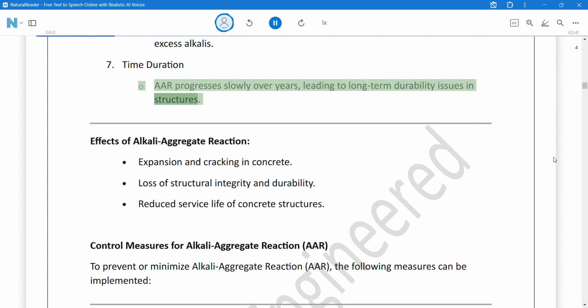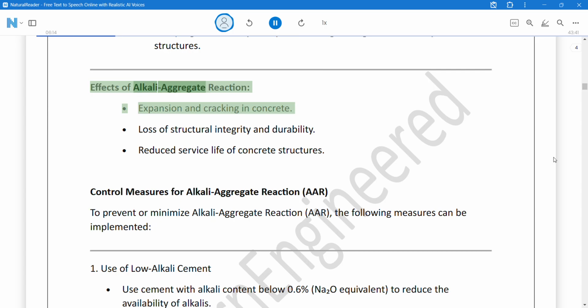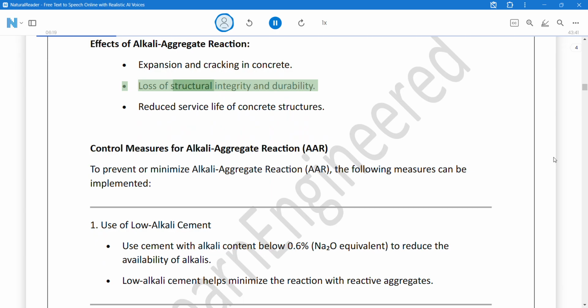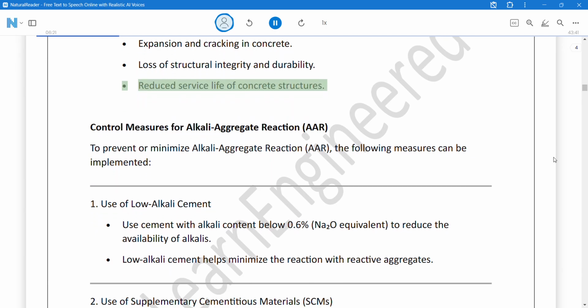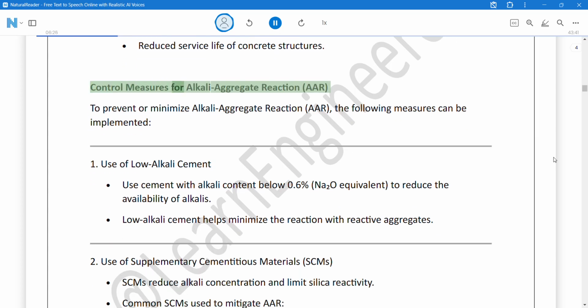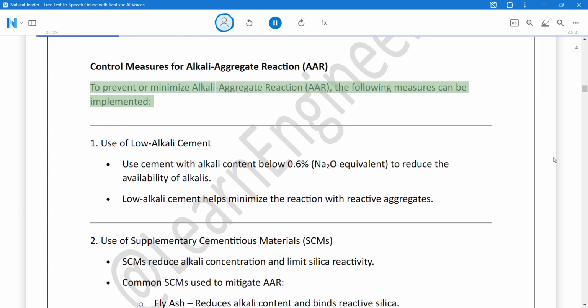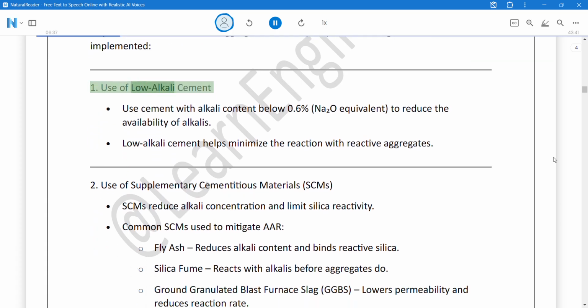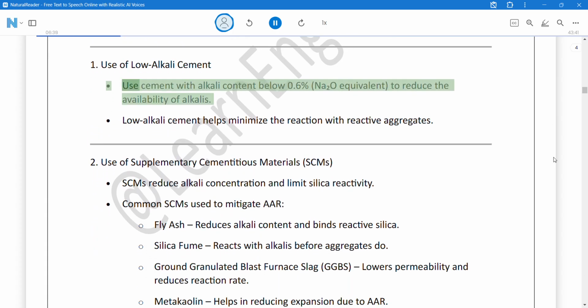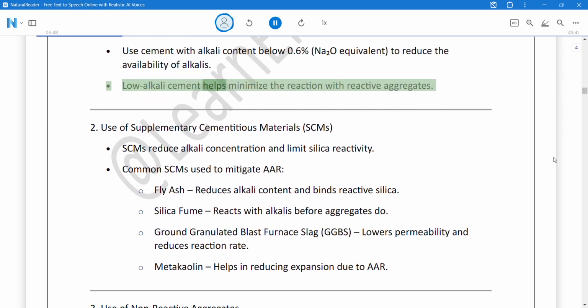Effects of alkali-aggregate reaction: expansion and cracking in concrete. Loss of structural integrity and durability. Reduced service life of concrete structures. Control measures for alkali-aggregate reaction. To prevent or minimize alkali-aggregate reaction, the following measures can be implemented. 1. Use of low-alkali cement. Use cement with alkali content below 0.6% to reduce the availability of alkalis. Low-alkali cement helps minimize the reaction with reactive aggregates.